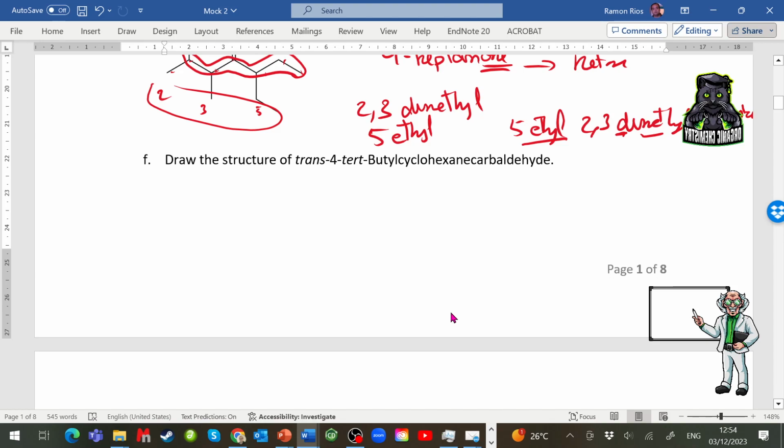4-tert-butyl cyclohexane carbaldehyde. Well, cyclohexane carbaldehyde is a ring of 6 with here an aldehyde. Okay, and then in 4 I have a tert-butyl. Okay, and it has to be trans. That means if I draw the aldehyde going up, the tert-butyl has to go down. Right?